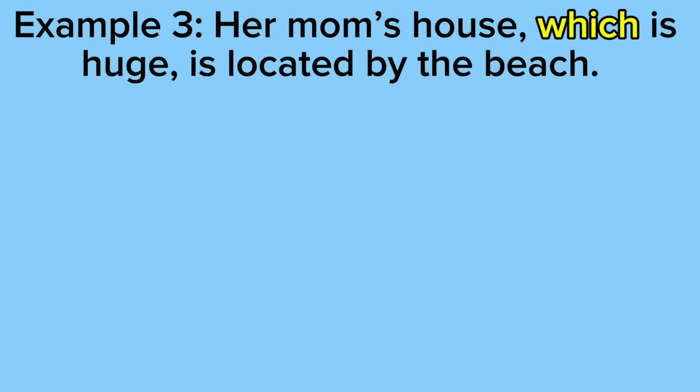Example 3 says, her mom's house, which is huge, is located by the beach. So if we took out which is huge, which is the non-essential clause, the sentence would say her mom's house is located by the beach, and this would make sense. So you can see why which is huge would be considered a non-essential clause, because it's just extra info that doesn't need to be there.